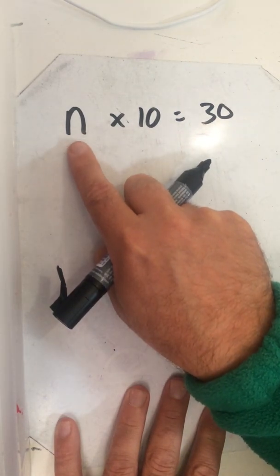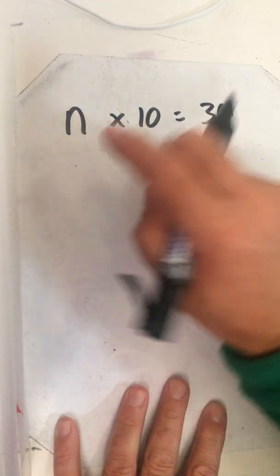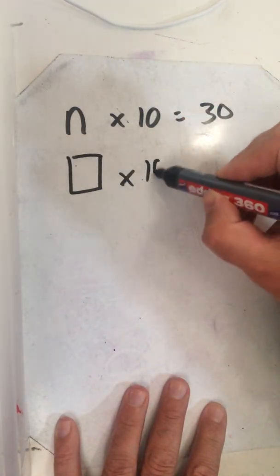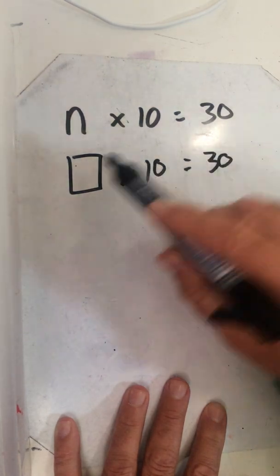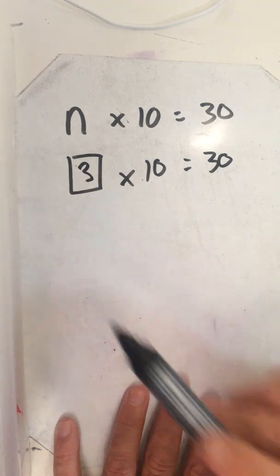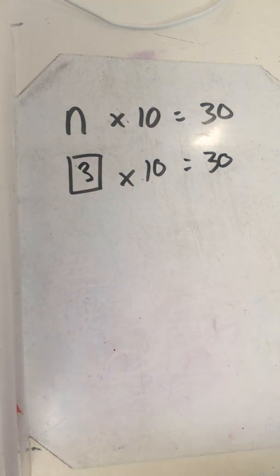Now I can work out what that number is, can't I? It's a bit like a question mark. If I give you a number times 10 equals 30, what goes in here? The answer is 3, isn't it? So the algebra we're going to be doing today is just where we don't know the value of a number. Okay.